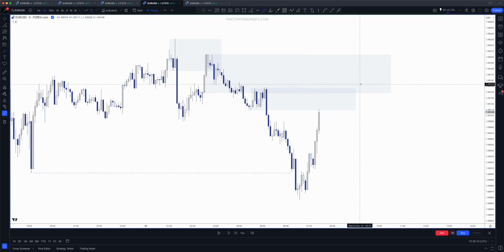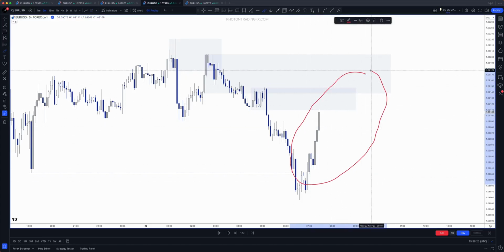So a lot of the times you'll simply just be waiting for LC2A. You'll be waiting for strong liquidations in the pullback. That's what you want to be focusing on 70 to 80% of the time, maybe even more.